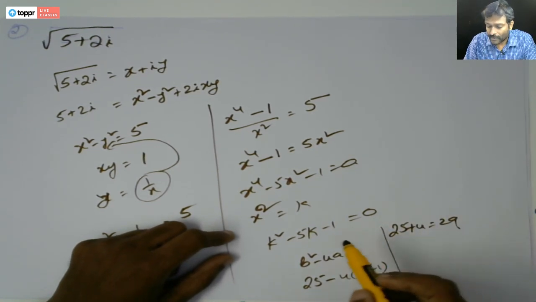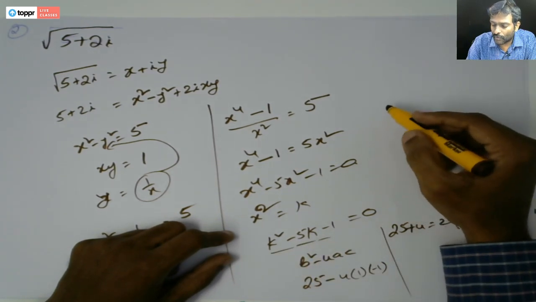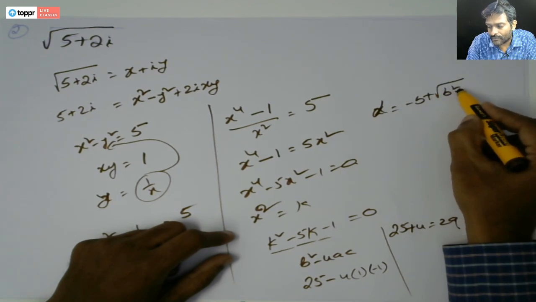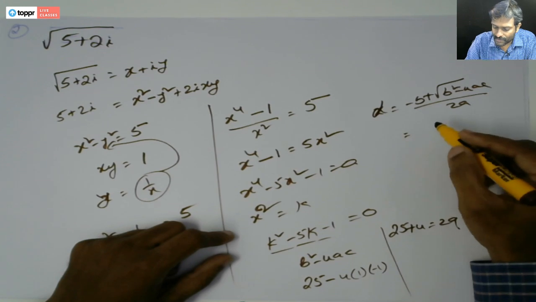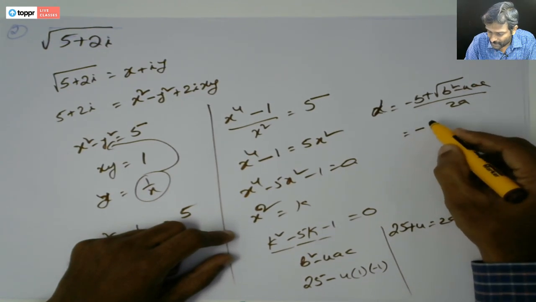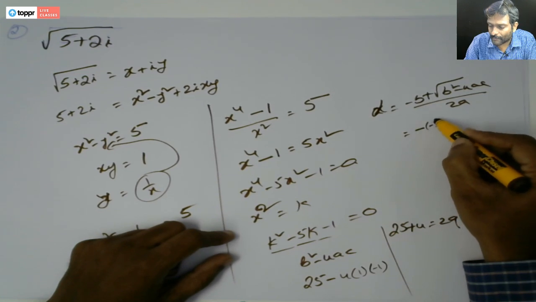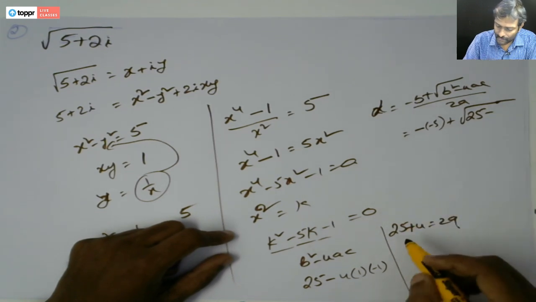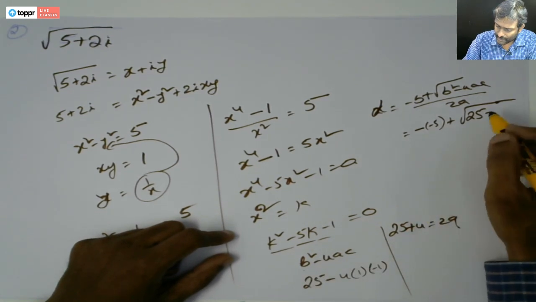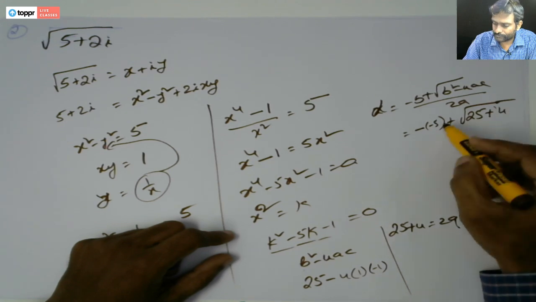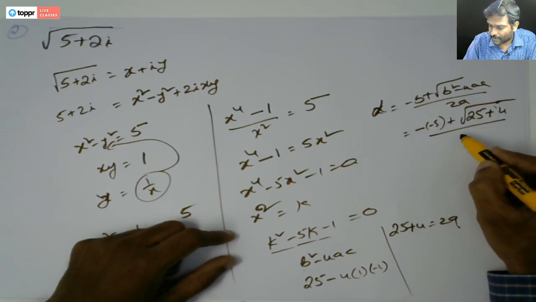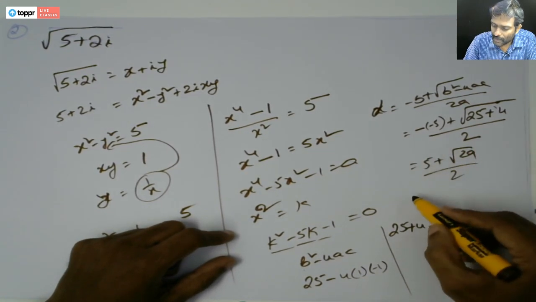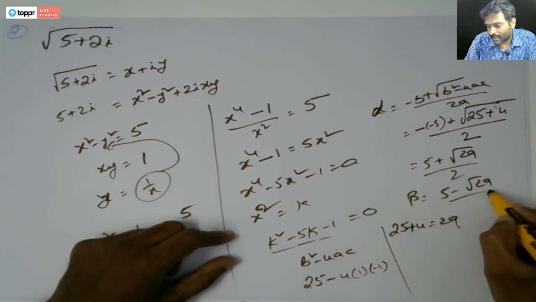So there are roots, but you don't have factors for this, so you can directly go for the formula. Alpha is equal to minus b plus root of b square minus 4ac by 2a. Minus b is minus of minus 5 here, so 5 plus root of 29, since we have already found b square minus 4ac, by 2a. 2a is 2, so it is 5 plus root 29 by 2, and beta will be 5 minus root 29 by 2.